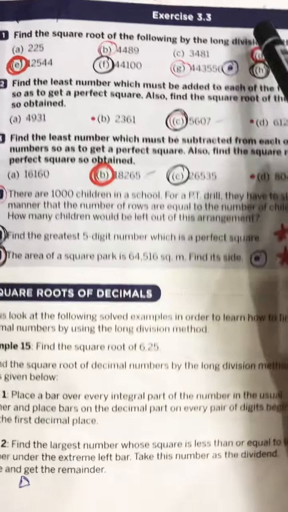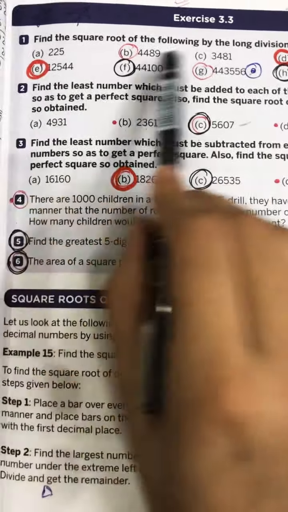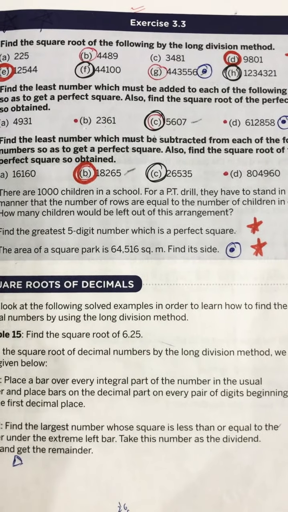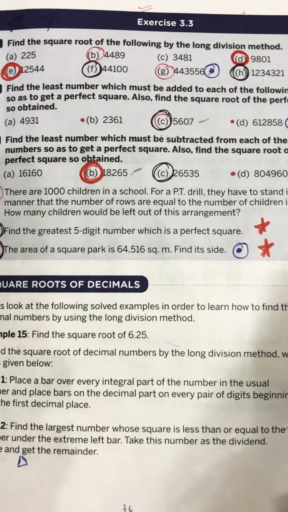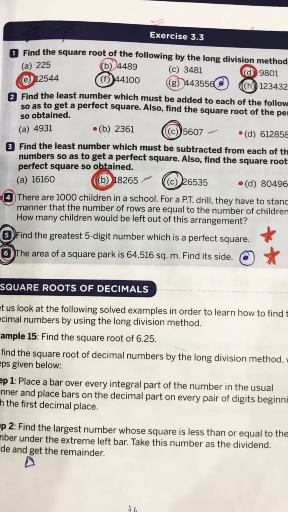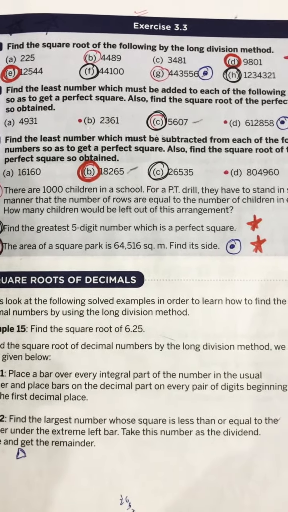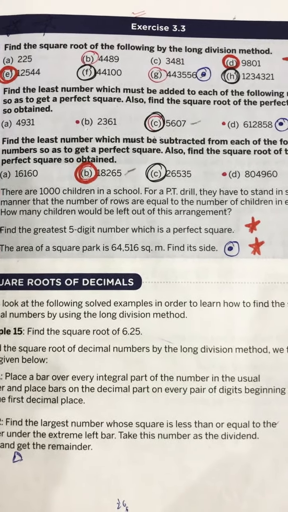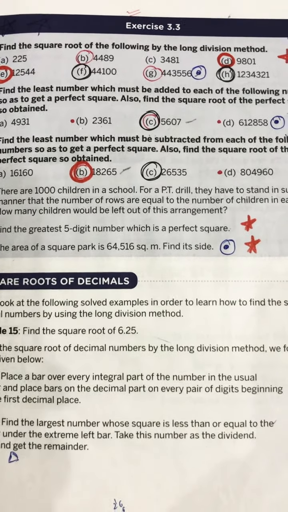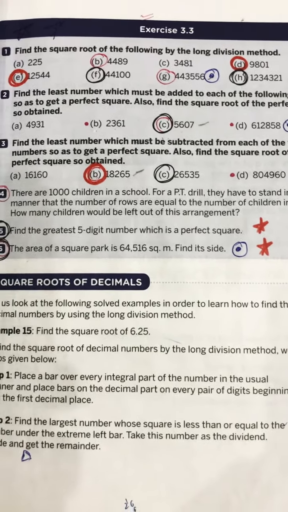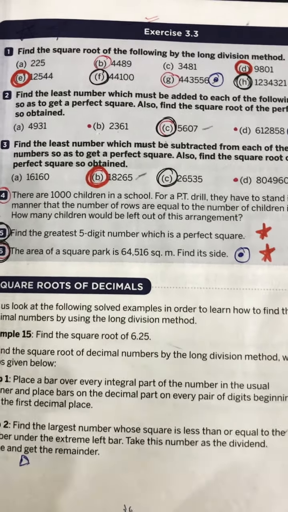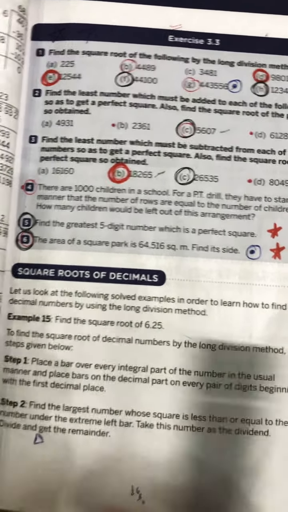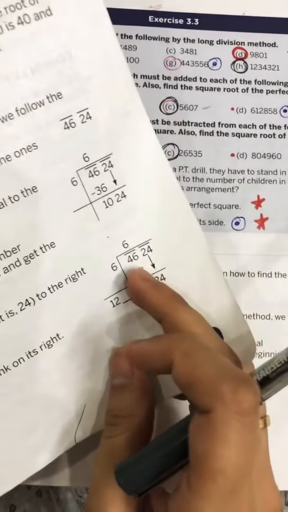Now the next exercise is 3.3. Question number 1 is: find the square root of the following by the long division method. This chapter is based upon squares and square roots. In exercise 3.1 we did all the questions based on squares. In exercise 3.2 we did questions based upon the square root method, how to find the square root. We did the prime factorization method and the subtraction method.